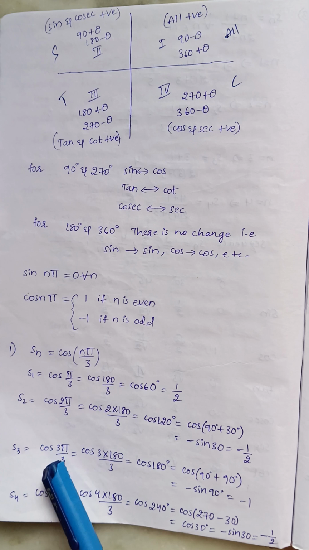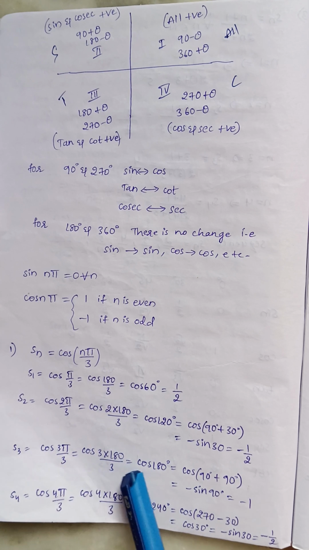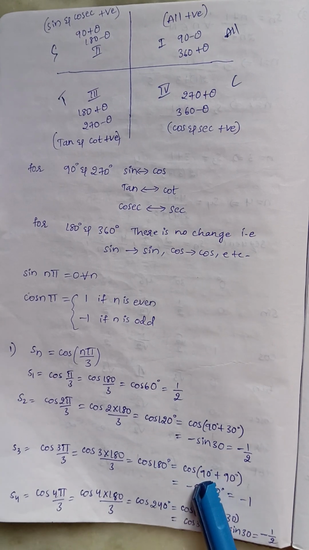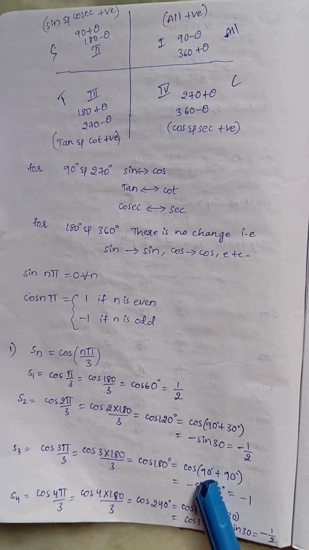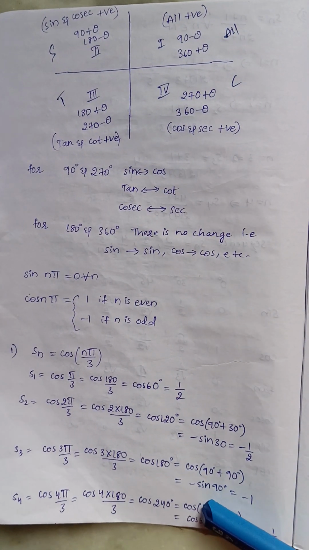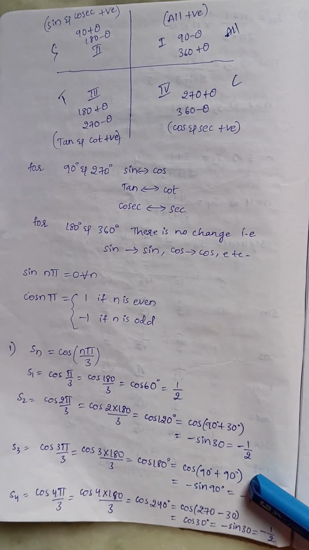Similarly, for 3 pi by 3, that means 3 into 60, that is 180 degrees. 180 we can write as 90 plus 90. Again cos 90 here is negative, so minus, and cos changes to sine 90. Sine 90 is 1, so the term is minus 1.